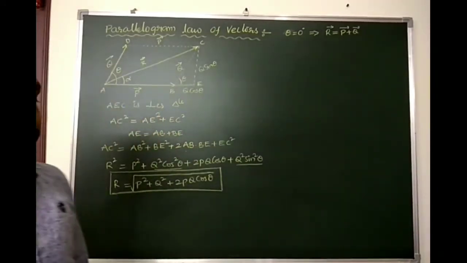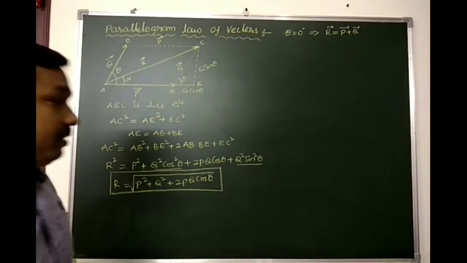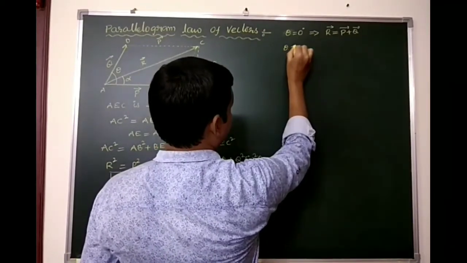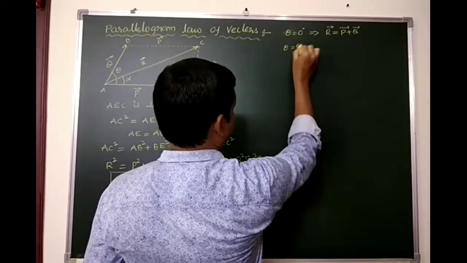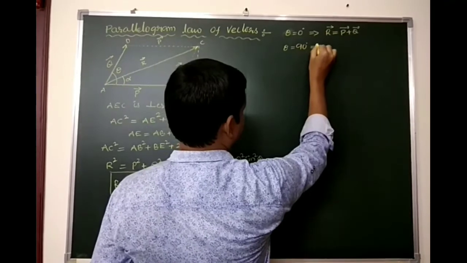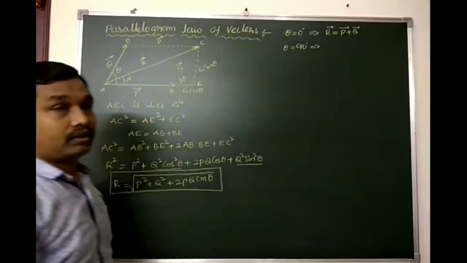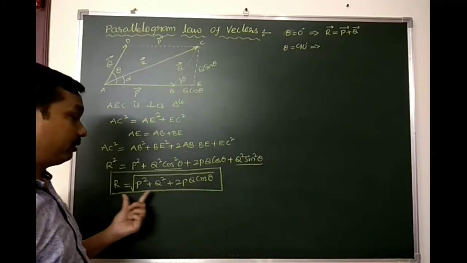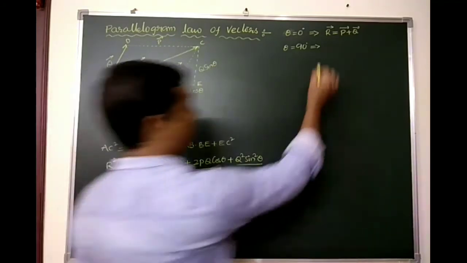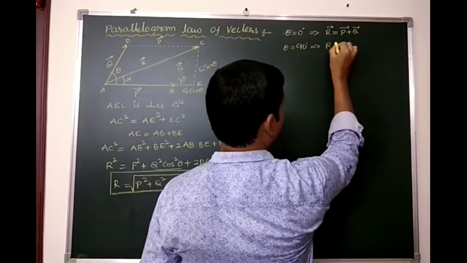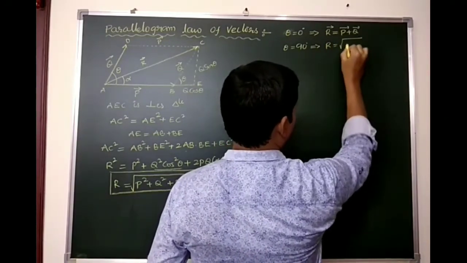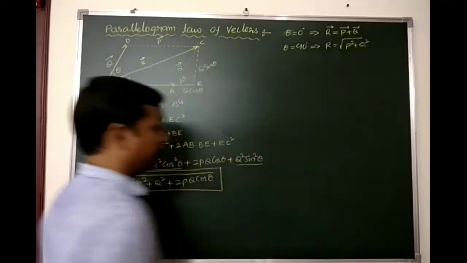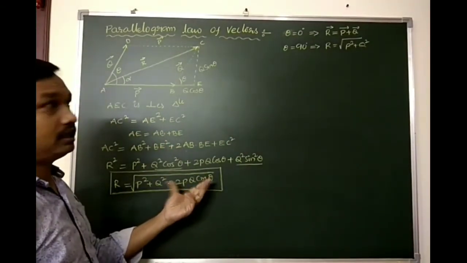Addition of vectors, because both are in the same direction. Okay, theta is equal to 90 degrees, I am taking. If theta is equal to 90, cos 90 value is 0. So what will we get as the resultant? R equals root over P square plus Q square. This term completely becomes 0.